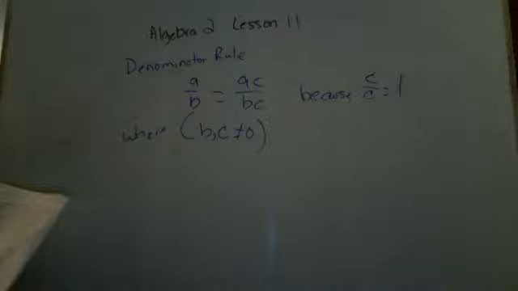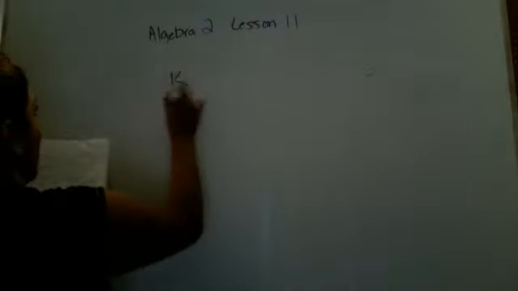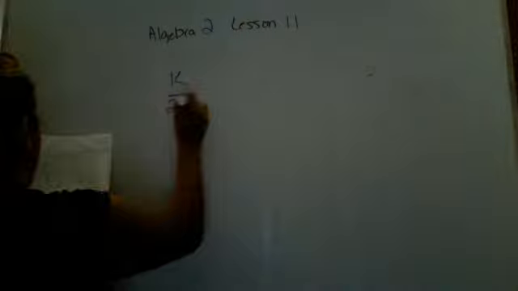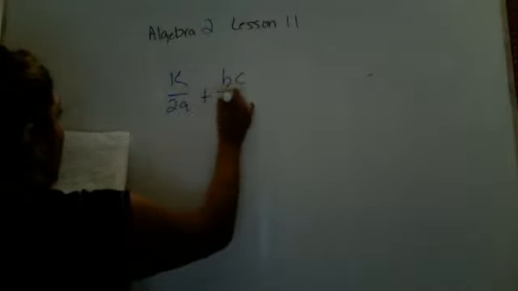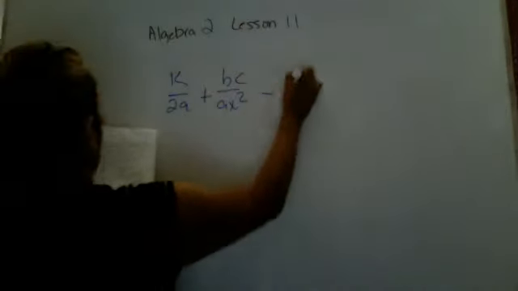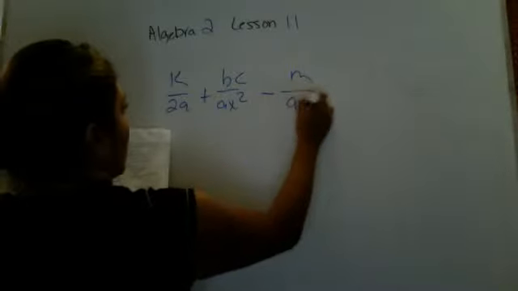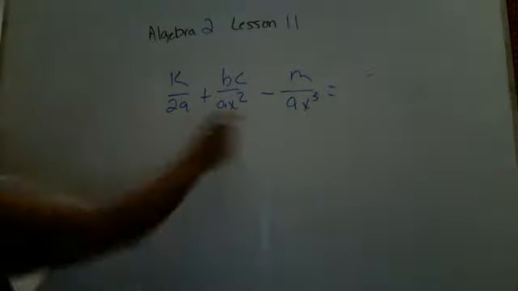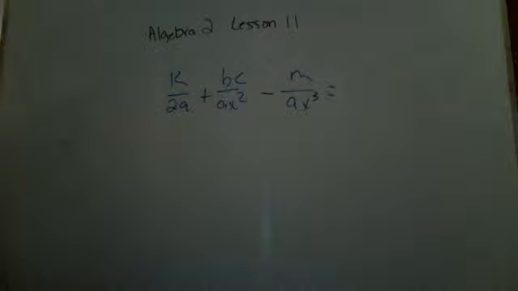Okay, so what does that mean? Let's look at an example. Let's look at this one. What if I have K over 2A plus BC over AX squared minus M over AX cubed? Are my denominators the same? No. What is my common denominator? How do I get it?